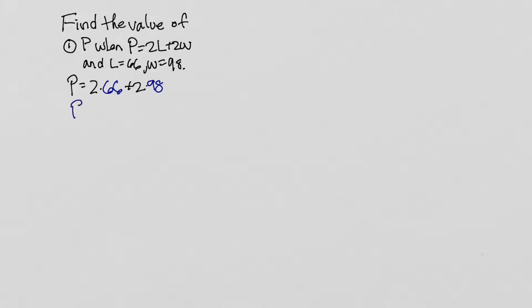So we will get P equals, now look what we have here. Actually, we have multiplications and an addition. So we know by the order of operations, we do the multiplications first, then we do the additions. So let's take care of these multiplications. So 2 times 66 is 132, plus 2 times 98 is 196. And when I add those two together, I get P equals 328.